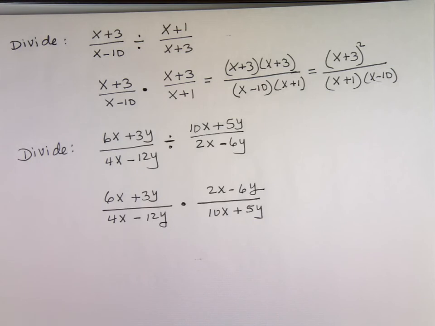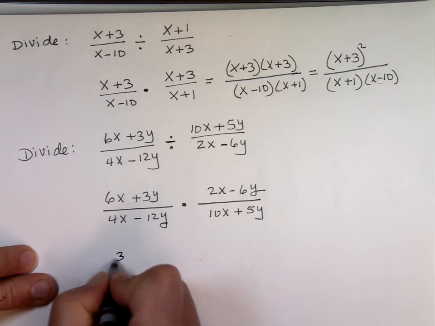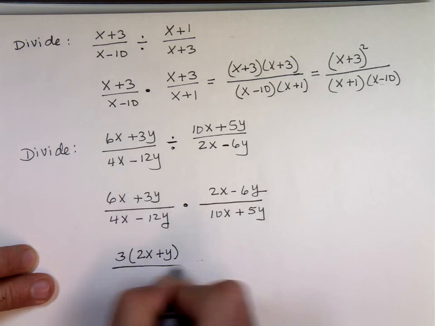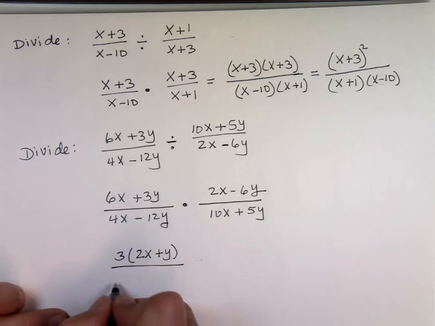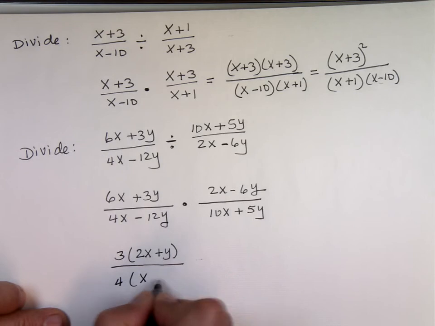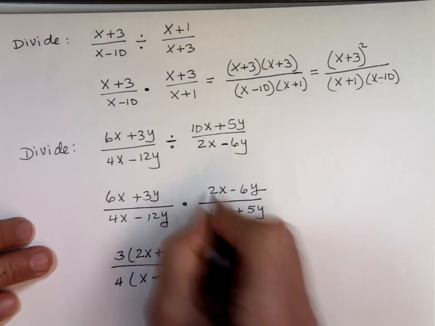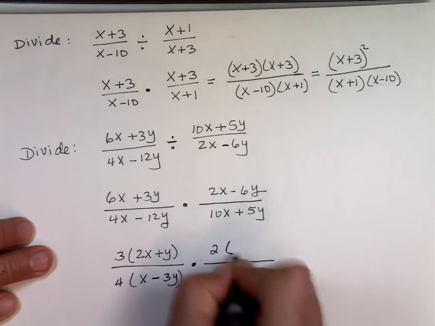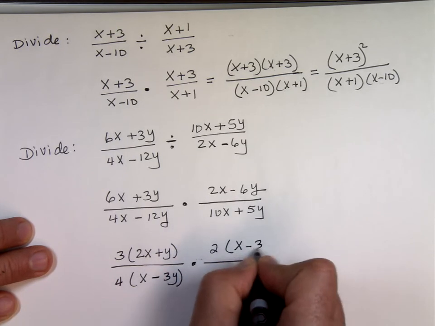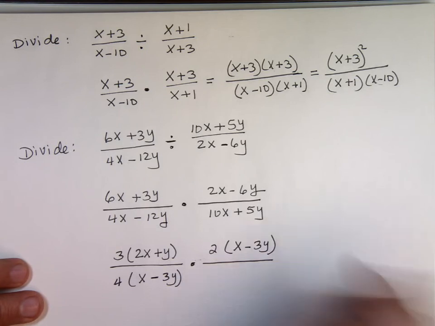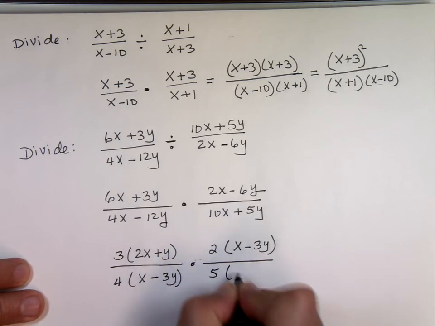Now let's factor. I can take a 3 out. What's left? 2x plus y. I can take a 4 out. What's left? X minus 3y. I can take a 2 out. X minus 3y. I can take a 5 out. 2x plus y.